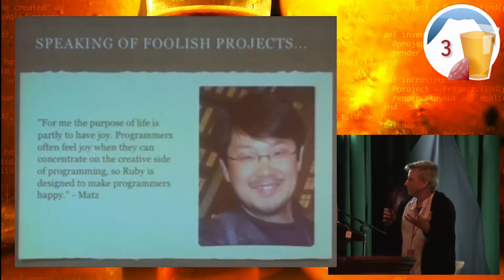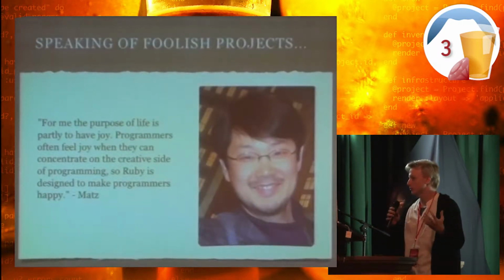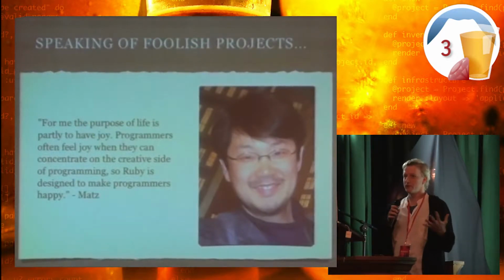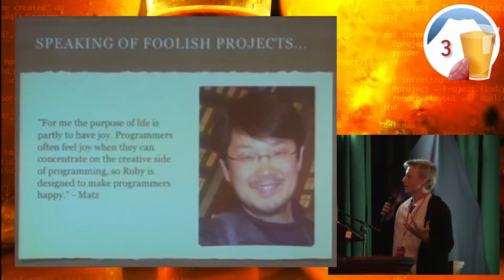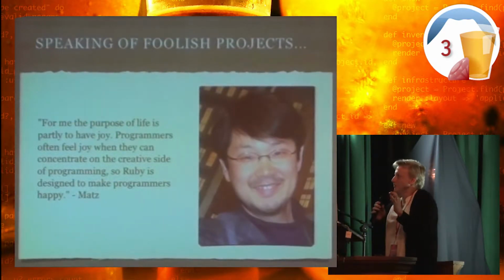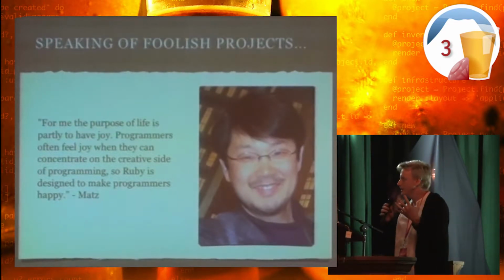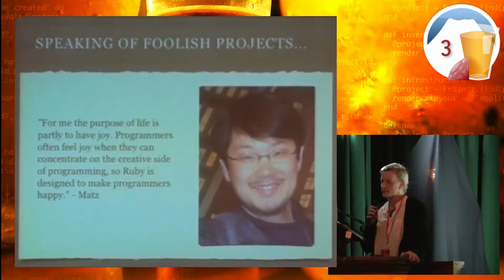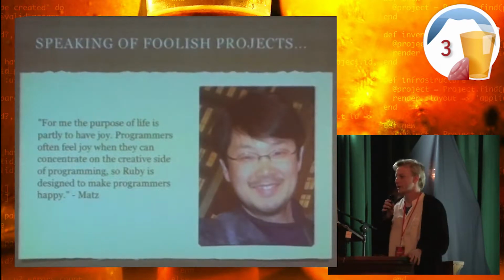So I got to thinking about who else has done these things. So speaking of foolish projects, Matz decided there weren't enough programming languages in the world, so he created Ruby. But he didn't do it just for the sake of doing it. He did it because he had this virtue in mind. He said, for me, the purpose of life is partly to have joy.